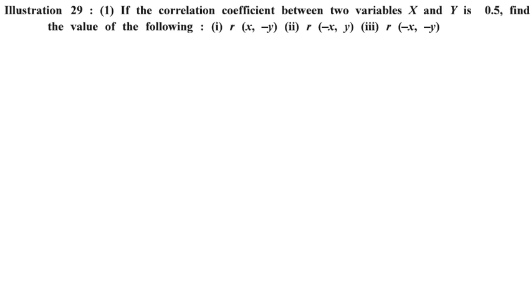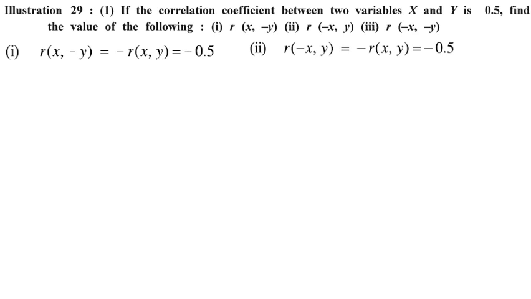Now remember the property of the correlation coefficient. There is one property, the last property, which says that if the signs are changed, the sign of the answer will change, nothing else. That means if r of x, negative y is taken, our correlation coefficient will be negative. Similarly, if r of negative x, y is taken, again our correlation coefficient will be negative.